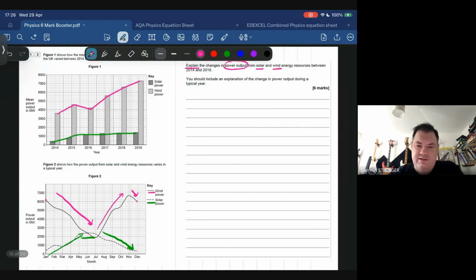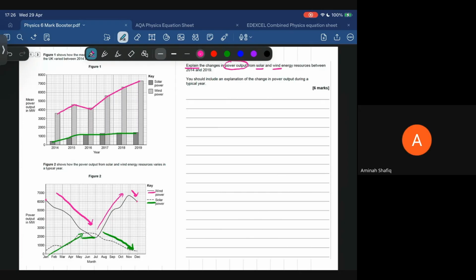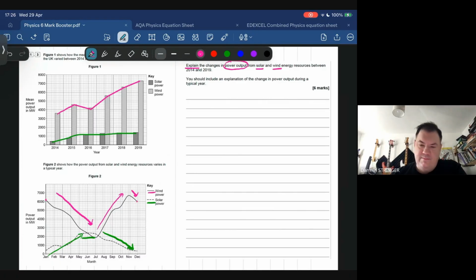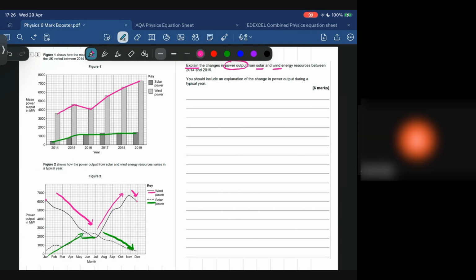Amina, first thoughts on this. What might you put for your first sentence? I'd make an overall statement on solar power and wind power. Yeah, so let's do it. Shall you write, or shall I? I'll write it and you tell me. As solar power slowly increases, wind power fluctuates but slowly increases because wind dips more.